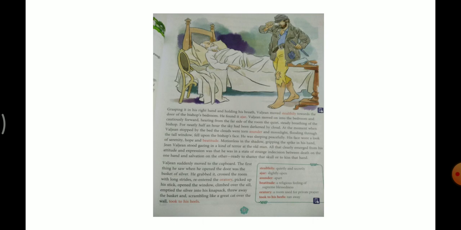Here, there is a sequence of the actions that Valjean did while stealing and running away with the silver. Note it down, it is very important. When Valjean opened the cupboard, he saw a basket and grabbed it and then emptied all the silver into his bag, threw the basket away, and ran away.